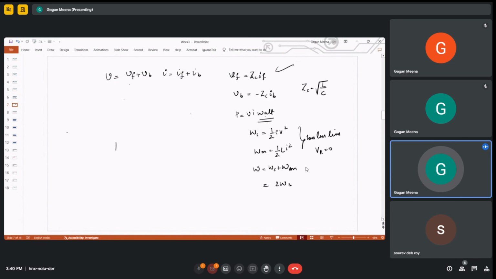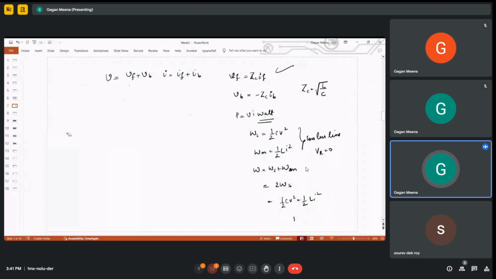The two components of energy storage are equal because this is C and this is L. If this is charged and energy is stored here, then this will release it and the next one will be charged. So whatever is being stored is being released, and that's how it is propagating in the forward direction. So these two components are equal: half CV square is equal to half Li square, and P is equal to V into I.